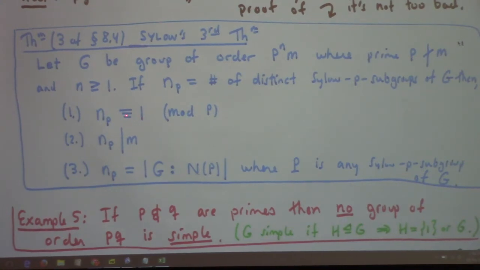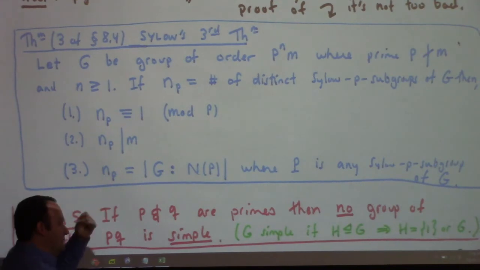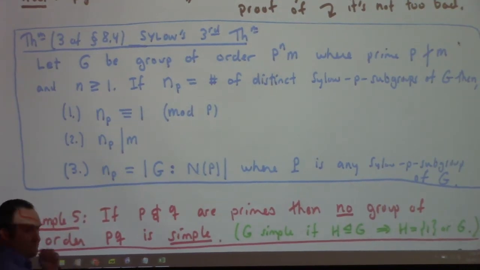First of all, the number of Sylow p subgroups of G is congruent to 1 mod p. It's weird. Second, the number of Sylow p subgroups must divide m. And third, the number of Sylow p subgroups must be equal to the index of the normalizer of P in G, where P is any Sylow p subgroup of G. And this is Sylow's third theorem.